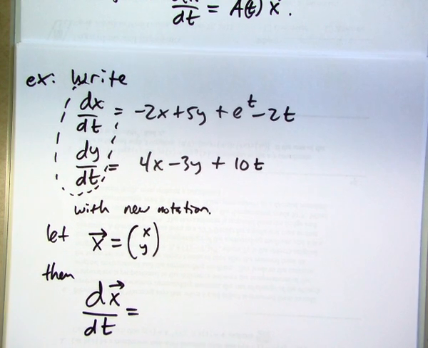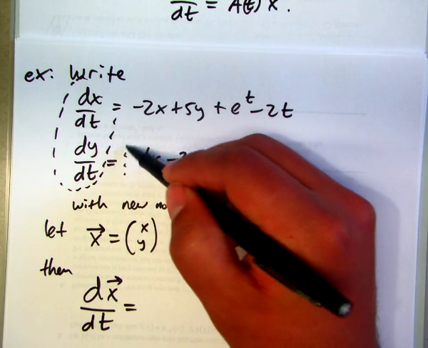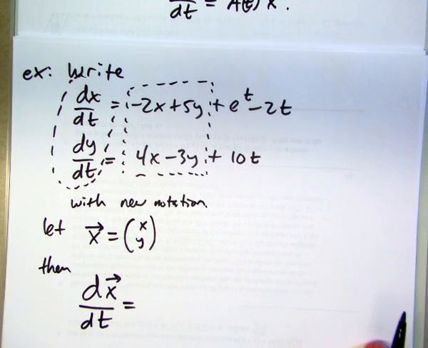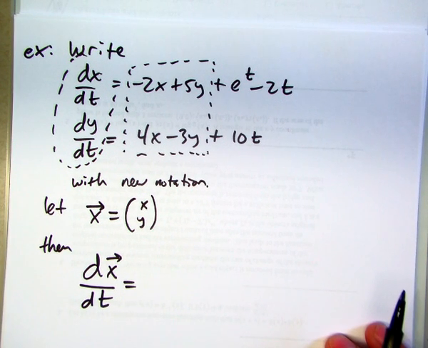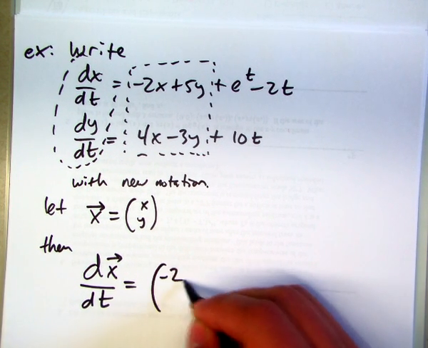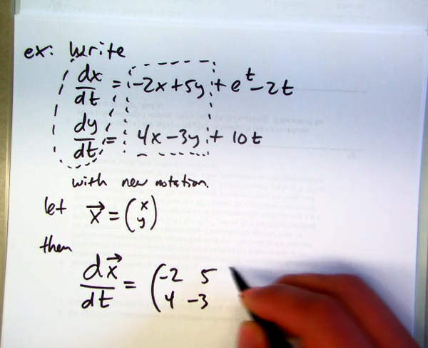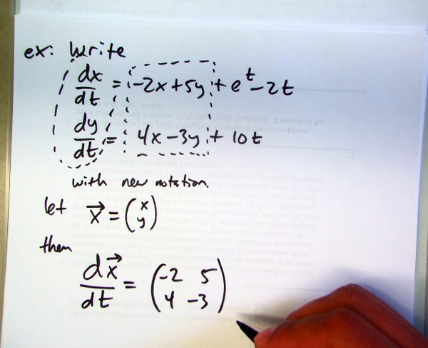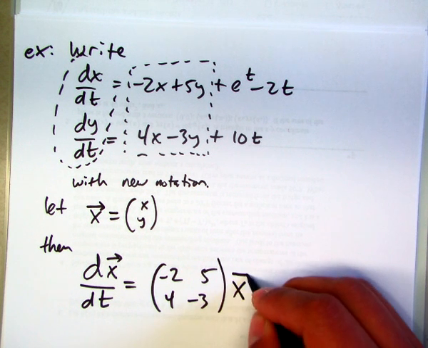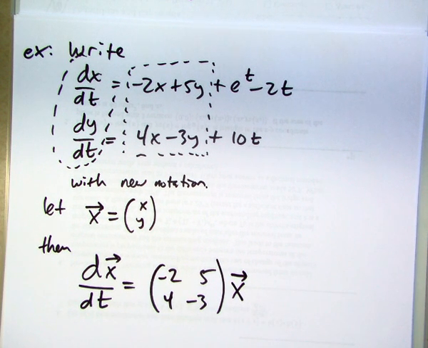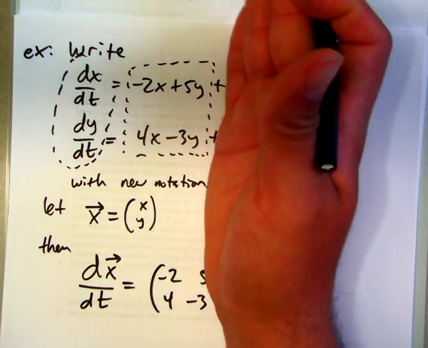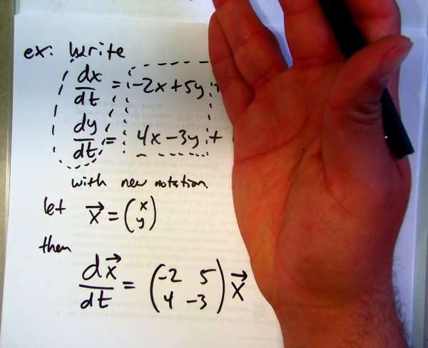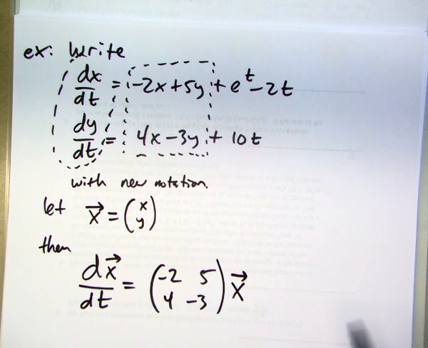And now here's our n by n matrix. Coefficients are -2, 5, 4, -3. That's our A. And then we have x. And now if this were homogeneous, if we didn't have these extra functions attached at the end, then this would be our answer. Okay? And we'll deal with a lot of those later because those are pretty easy to solve.